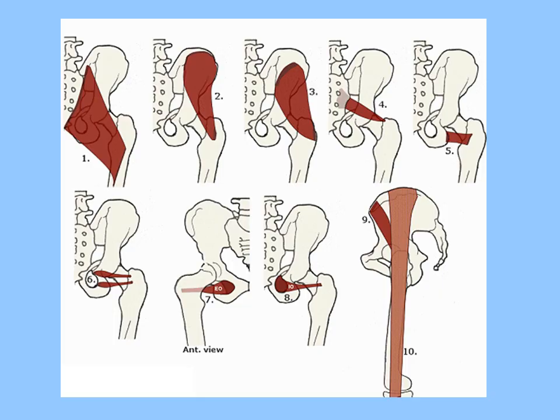Number 2 would be gluteus medius. Number 3, gluteus minimus. Gluteus medius and minimus are innervated by the superior gluteal nerve, L4, L5, S1. They are abductors of the hip and internal rotators of the hip. In fact, they are the main internal rotators of the hip.